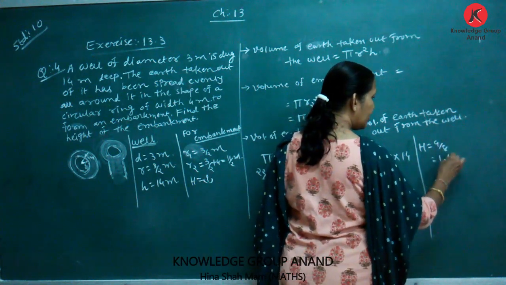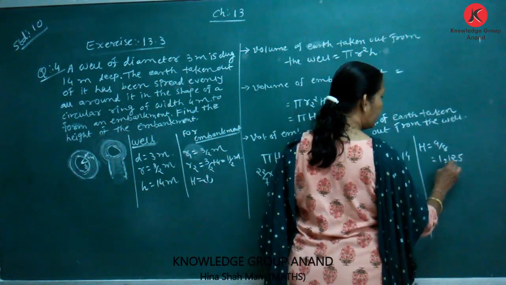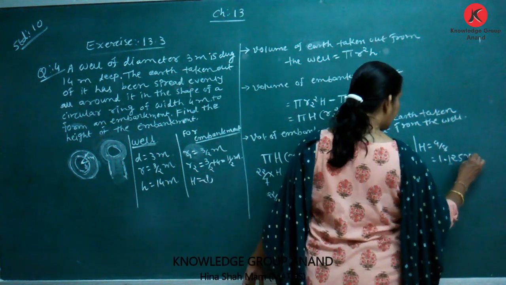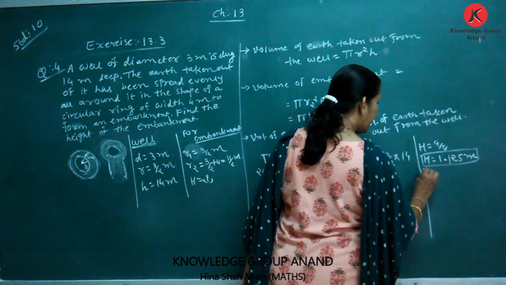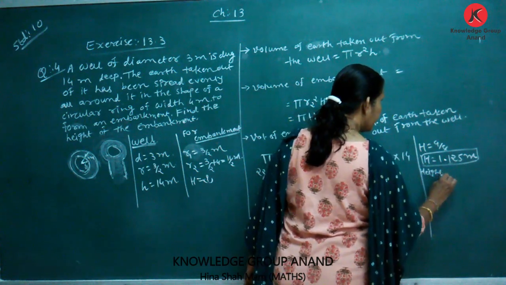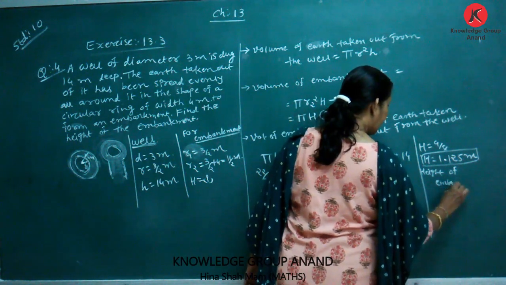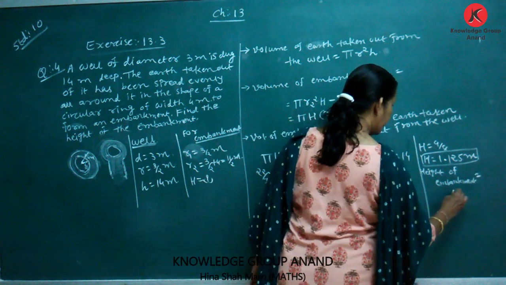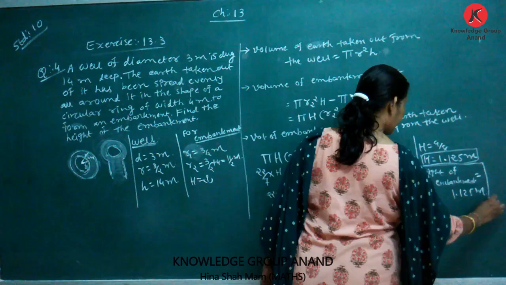Dividing, 9 by 8 is equal to 1.125. All are in meters. Then we write the height of the embankment is equal to 1.125 meter.